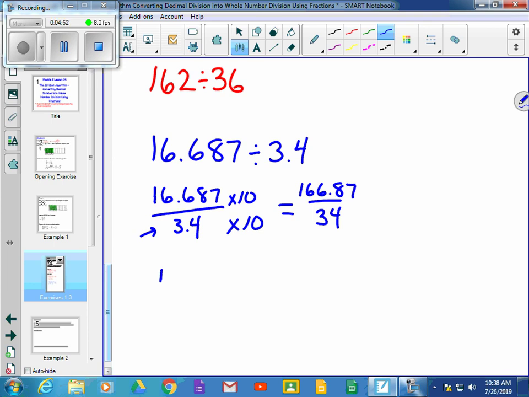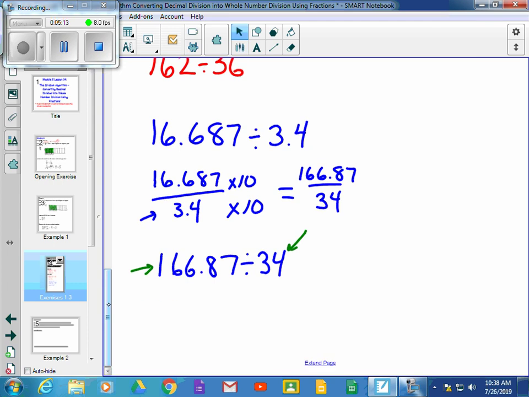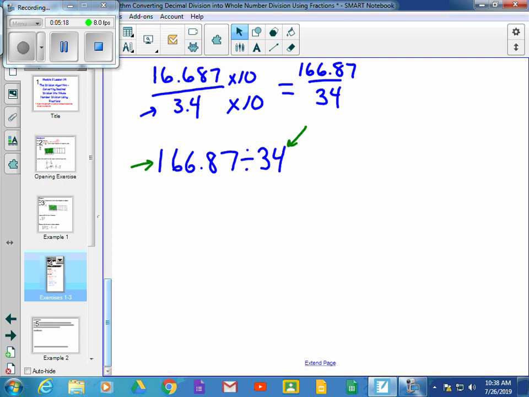The result is 166.87 divided by 34. It's okay to have a decimal as your first number, your dividend. You cannot have a decimal as your divisor. So that would be an example where we get a dividend as a decimal. Another example that you might want to be aware of, I'm just making these numbers up.